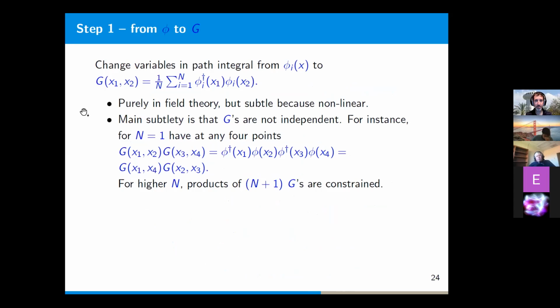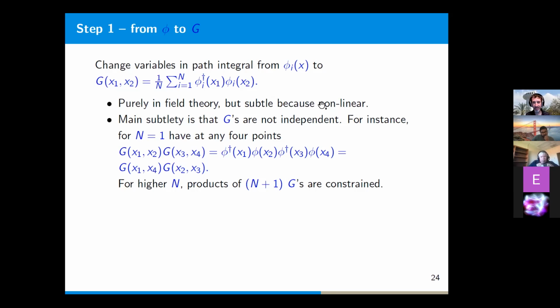So let's start from the first step. In the first step, we just want to, in the field theory, change variables in the path integral from our original field phi I to this bilocal field g of x1, x2. Now this step is just in field theory, so it doesn't involve any quantum gravity, but it still turns out to be the most subtle step in this whole mapping, because this change of variables is nonlinear. And the main subtlety is that these bilocal variables, g of x1, x2, are not independent of each other.